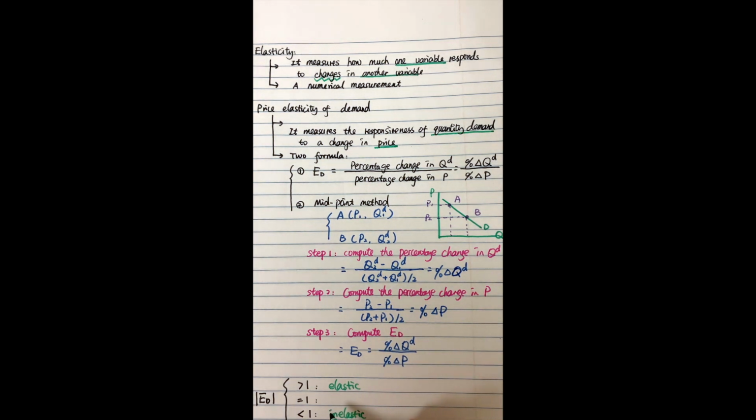And if you compute the price elasticity of demand and it's just equal to 1, that means the price elasticity of demand is unitary, okay? Unitary elasticity, okay? So there are 3 major types of elasticity of demand if we just consider the absolute value. It could be elastic, it could be inelastic, and it could be unitary elasticity.